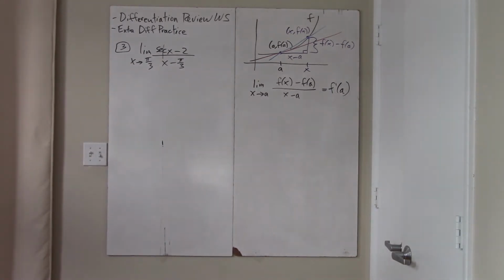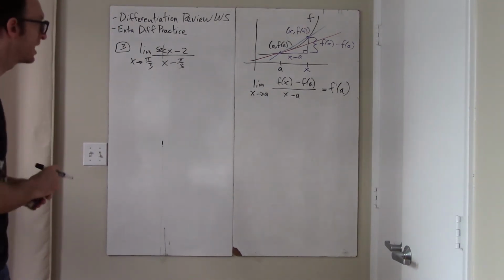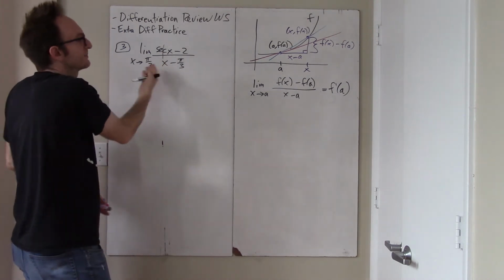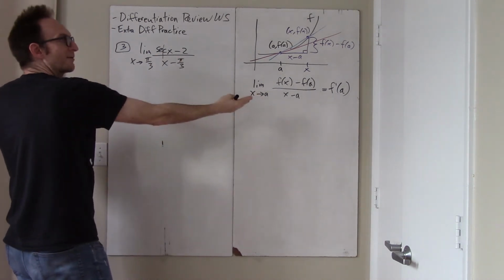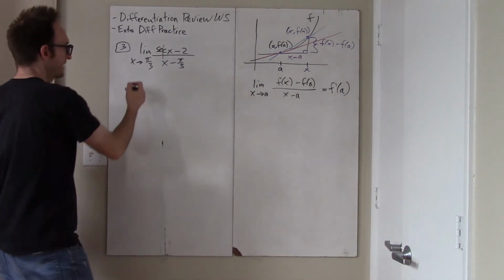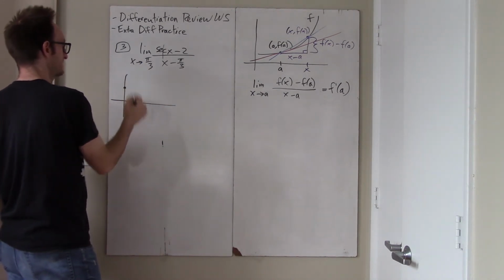So for this problem, we see, oh, this is one of those situations. This is just a derivative. What derivative is it? Just by comparing it with that, we can see that it's the derivative of secant at pi over 3. And if you want a better picture of this, we can graph secant.